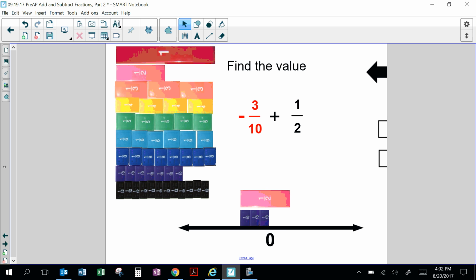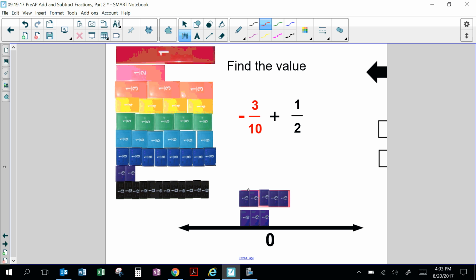But can I rename 1/2 with a common denominator? I will rename 1/2 as 5/10. So this makes a 0 pair. Bye-bye. What do you have left? 2/10.